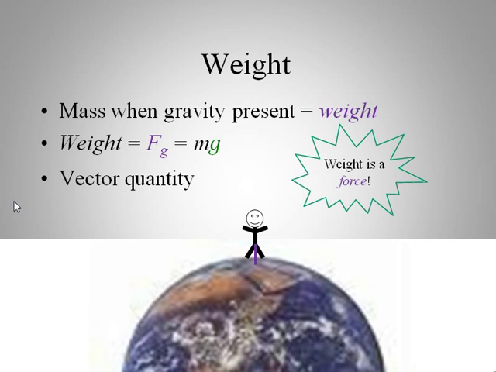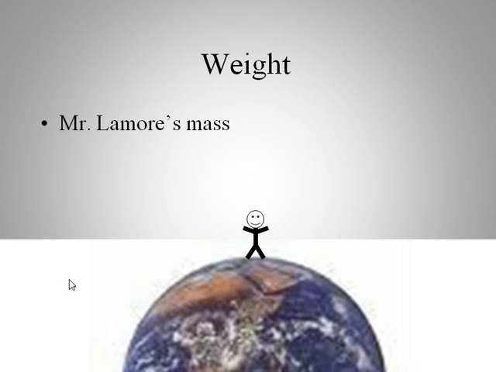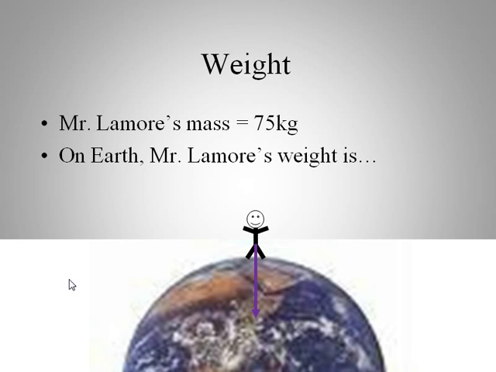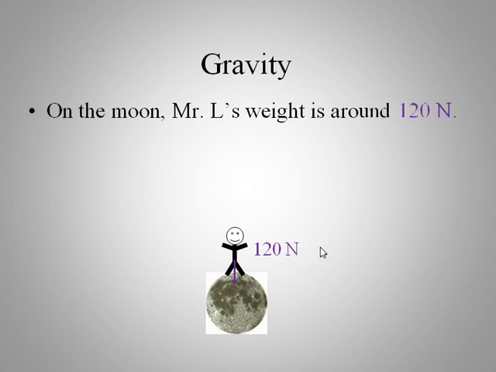So for example, someone on the Earth would have a weight, and that weight would be directed downward. The units, as we saw before, the units of force is a Newton. So take an example. My mass is 75 kilograms. What would be my weight? Well, we use the equation. Force due to gravity is my mass times gravity. 75 times about 10 gives us about 740 newtons. So my weight would be 740 newtons.